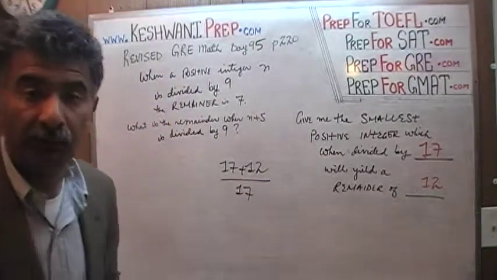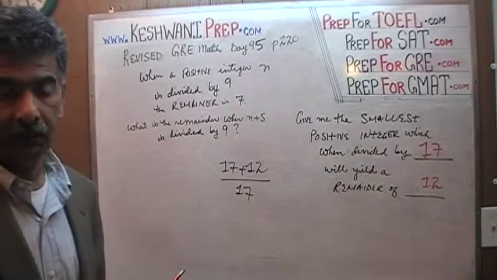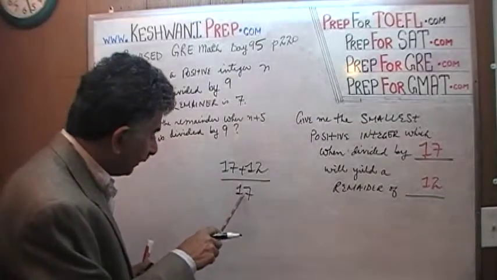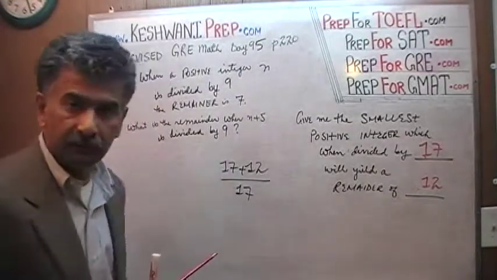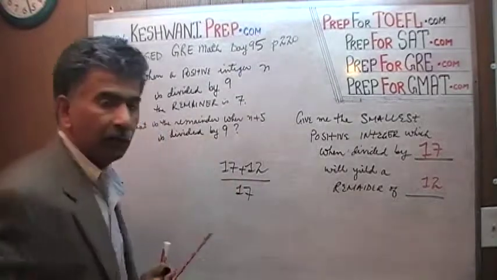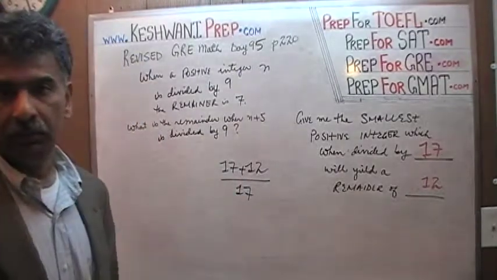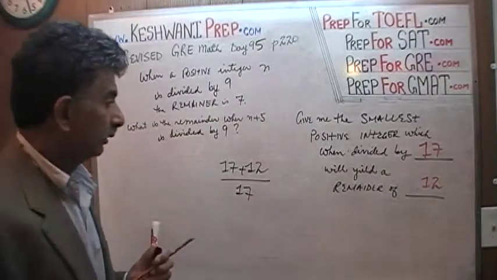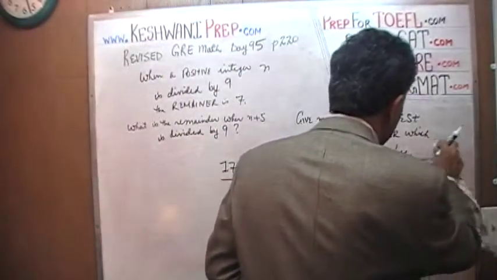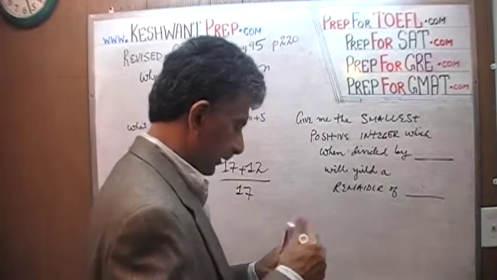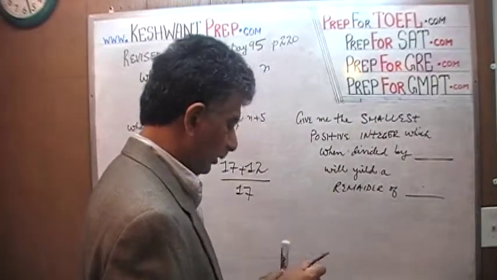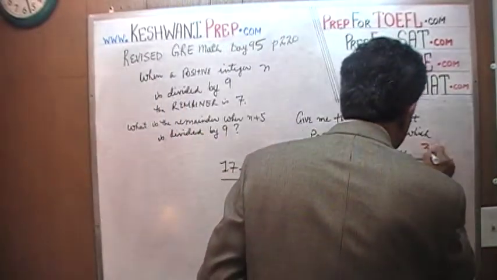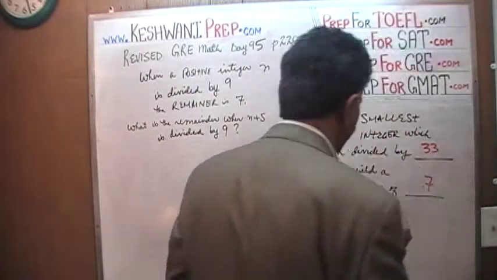Why? Because we are forcing it to be like that. We know 17 goes evenly into 17. By adding another 12, it will give us a remainder of 12. Do you understand? Because that's what's going to be left over. How about a number which, when divided by, this is the last one I promise you, 33 gives us a remainder of 7.